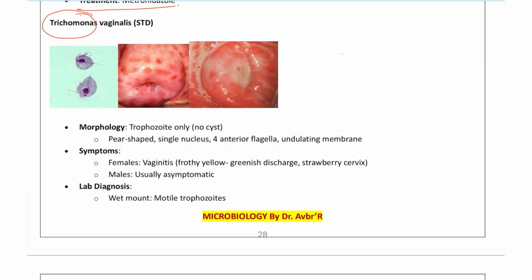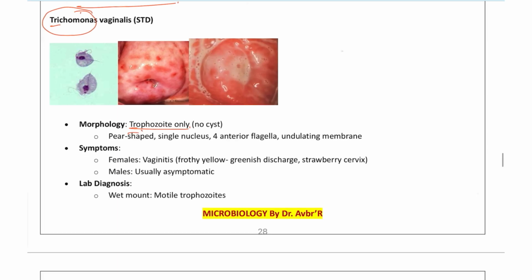Trichomonas is going to be the only trophozoite form. T for T, T for trophozoite. Okay, no cyst that you are going to see. So the four anterior flagella is what you are going to commonly use for identification of this one. And in females, it is going to cause vaginitis, strawberry cervix.